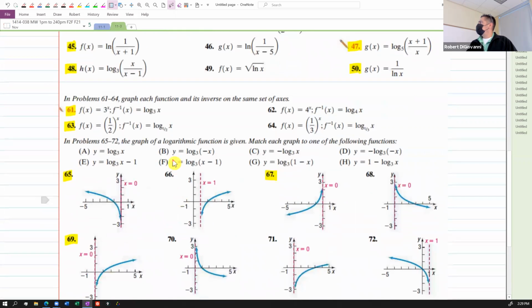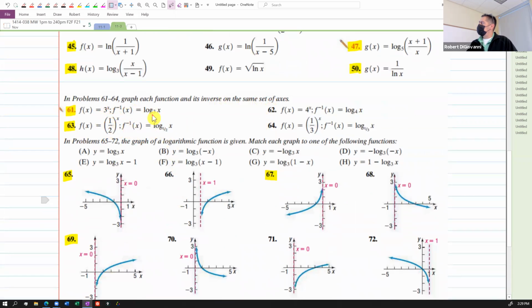The next section asks you to graph these functions. I would say, try these two. You're trying to graph the log functions. Graph them together with the exponential functions.